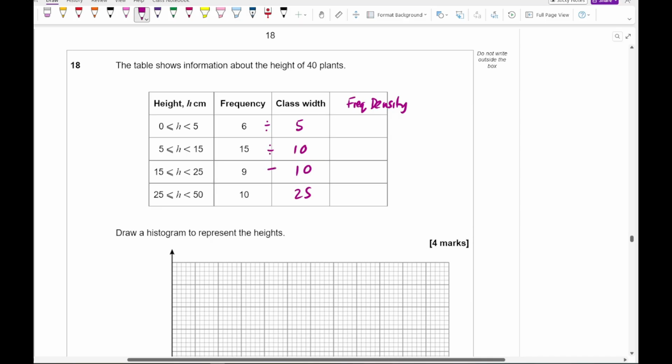So if I divide the second column by the number in the third column, then I get my frequency density value. So for the first one, it's going to be 1.2. Second one is 1.5. The third one is 0.9, and the fourth one is 0.4. And then to draw my histogram, what I'm doing is plotting this against these values here.